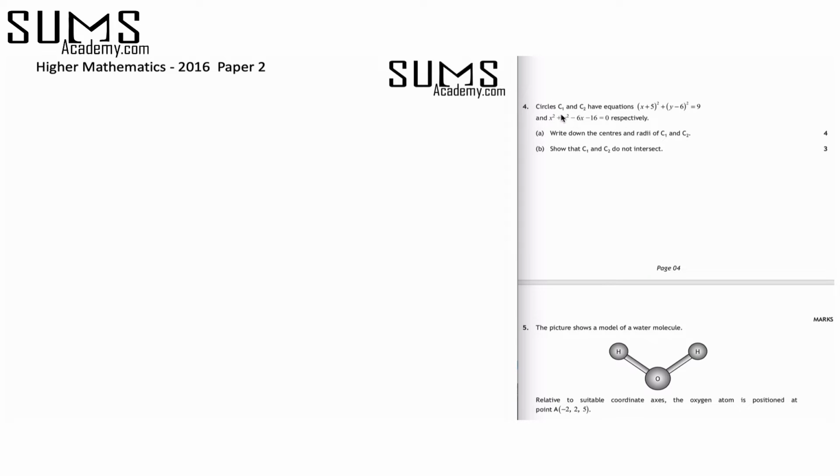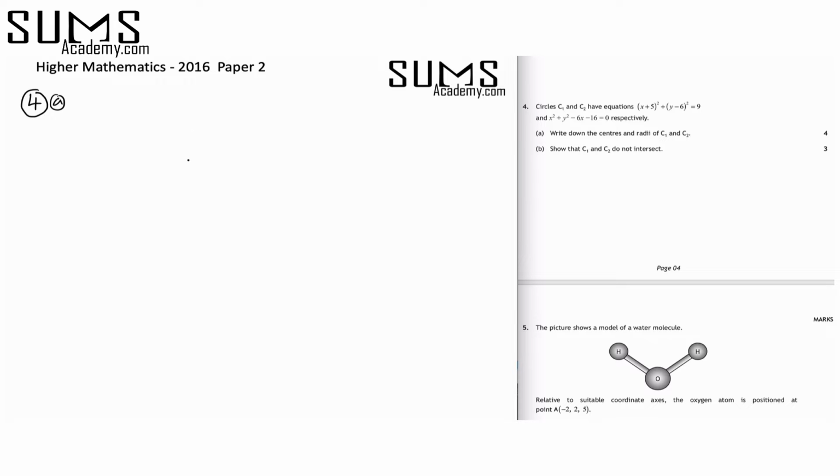So question 4. Circles C1 and C2 have equations (x + 5)² + (y − 6)² = 9, and x² + y² − 6x − 16 = 0 respectively. And we're asked to write down the centres and radii of C1 and C2. Okay, so question 4a.